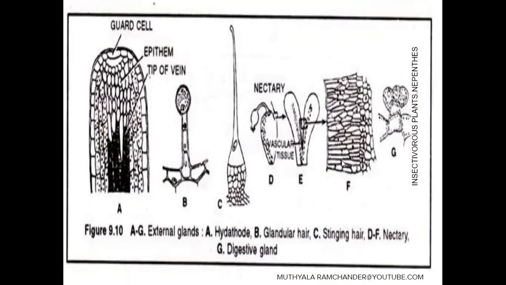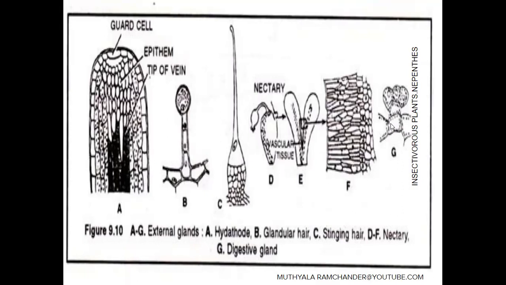So nectary glands mainly help in insect pollination in angiosperms like Orchidaceae and Cucurbitaceae. These types of plants contain specialized glands called nectary glands. The last diagram belongs to digestive glands. This type of gland is present in insectivorous plants.